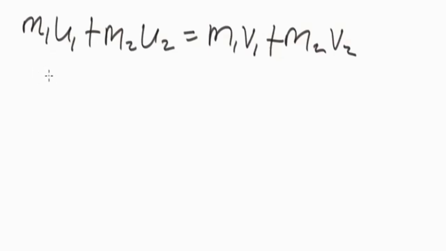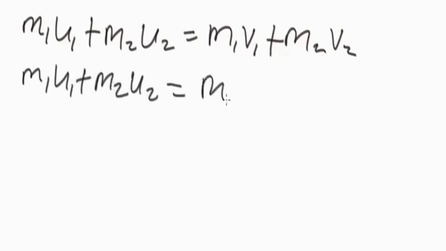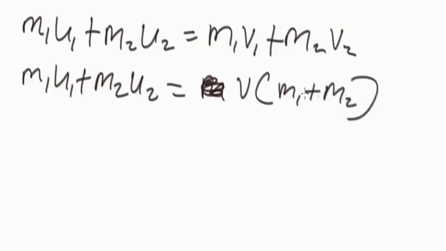And for perfectly inelastic collision, it can be calculated in physics using this formula: m1 u1 plus m2 u2 equals v in bracket m1 plus m2. So this is the formula used to calculate perfectly inelastic collision. This one is for perfectly elastic collision.